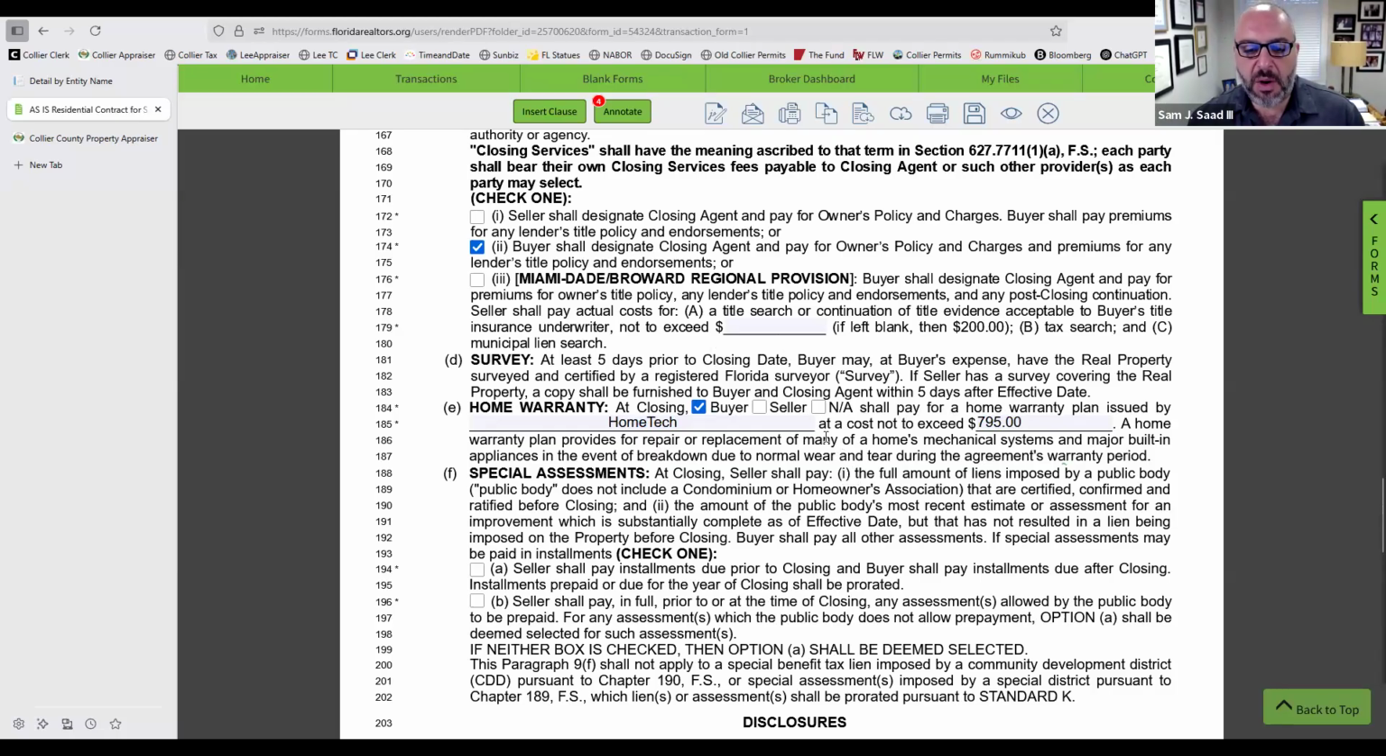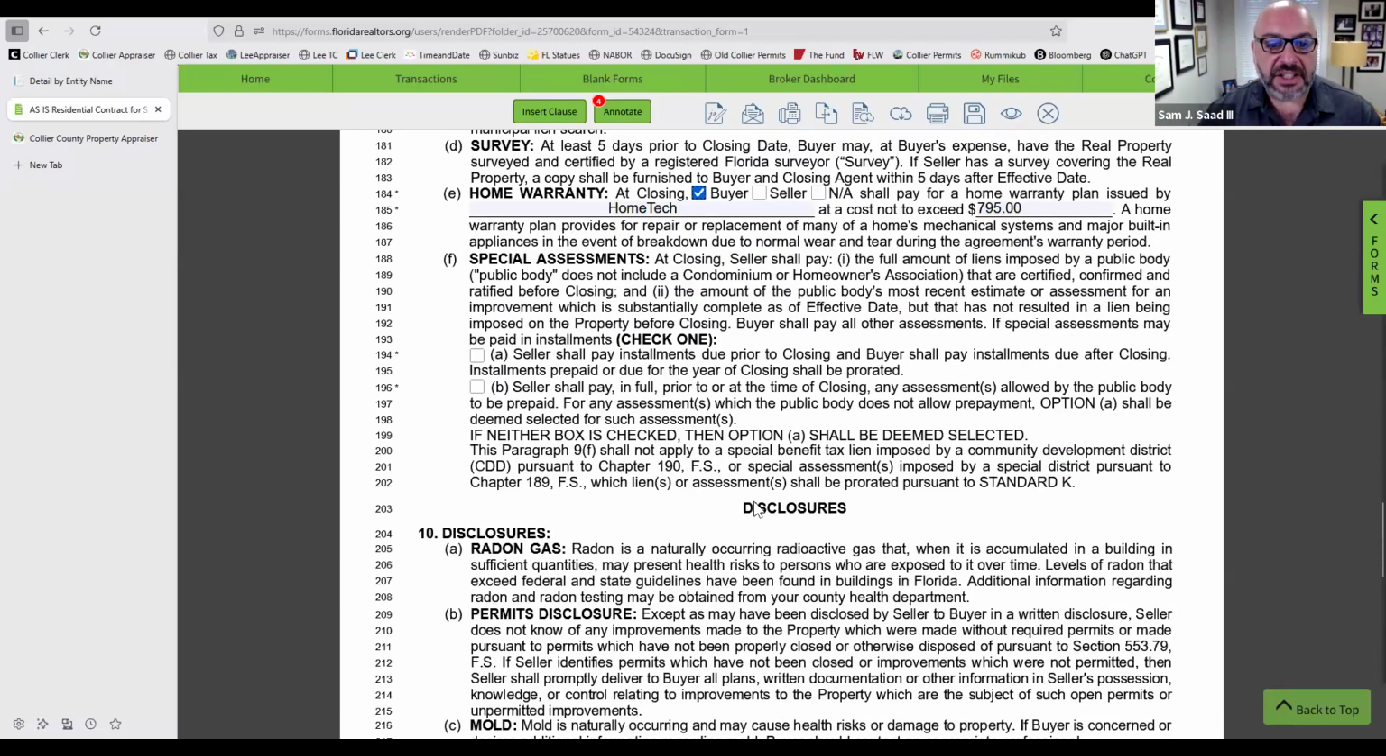I don't know what the price is, but we're going to say $795. Okay, so we don't want to leave these blank. If we were not going to get a home warranty, we would check the NA box here on line 184. We're going to have the buyer get themselves a home warranty, so we're going to put Home Tech and put this in there.